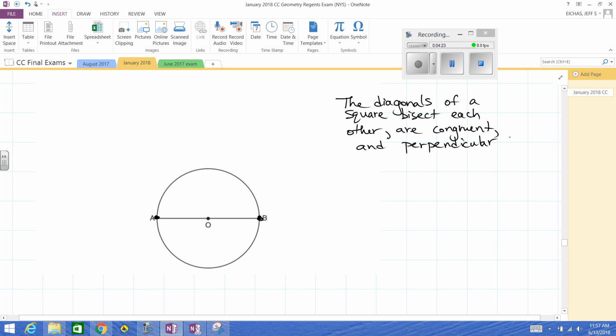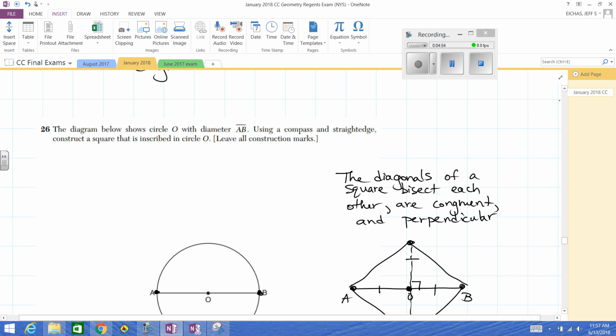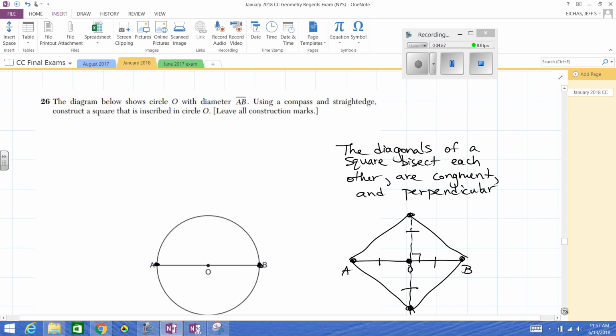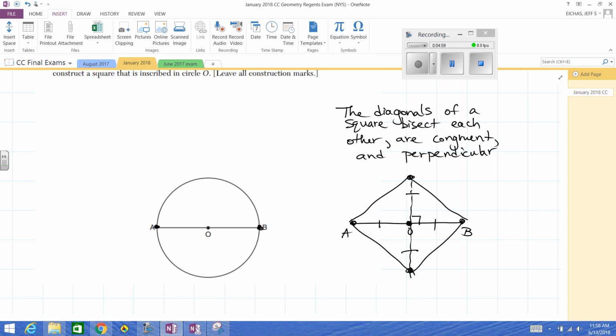So if we can create a situation where, with A to B, we've got that center O, we create a perpendicular that is the same length as O to A, what we have is diagonals that bisect each other. They're perpendicular and they're congruent, and then this would form a square. All right, so that's what we're looking to do.